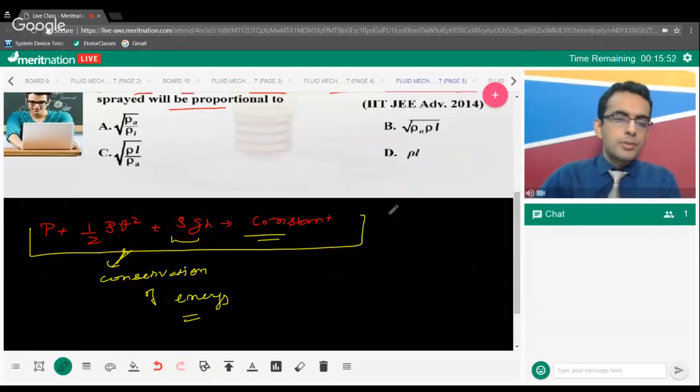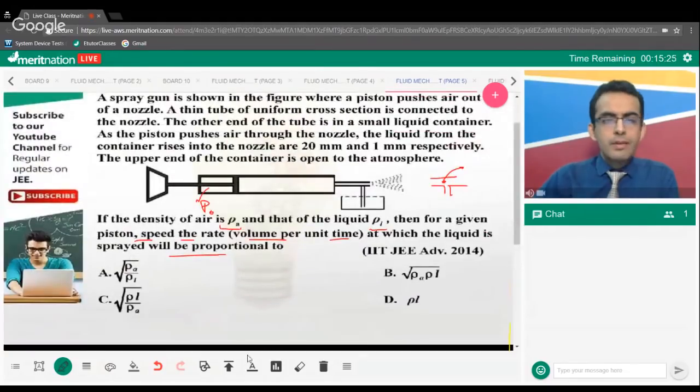That's valid for a liquid that's incompressible, right? P is the pressure, rho is the density of fluid, V is the velocity, and H is the height from the reference level. The sum of these three remains constant. In this question, we have to find the velocity of liquid by which it comes out.